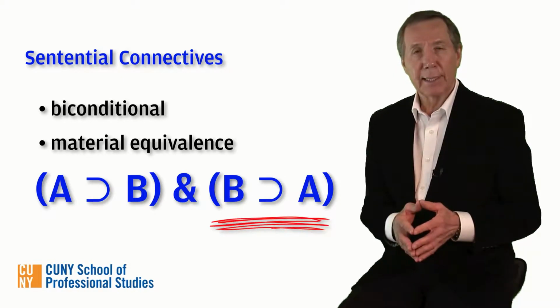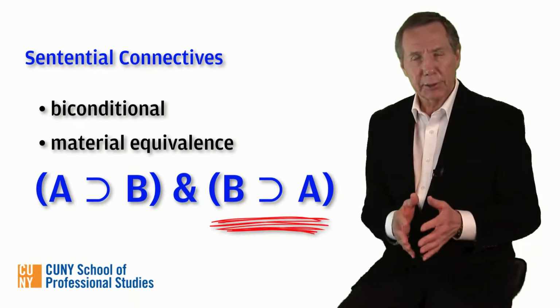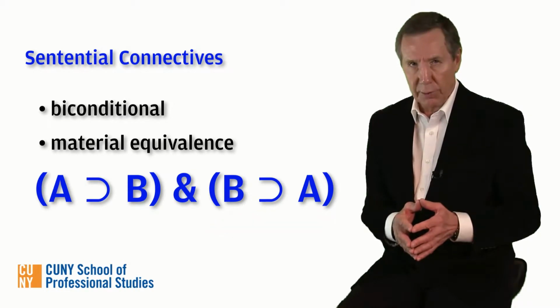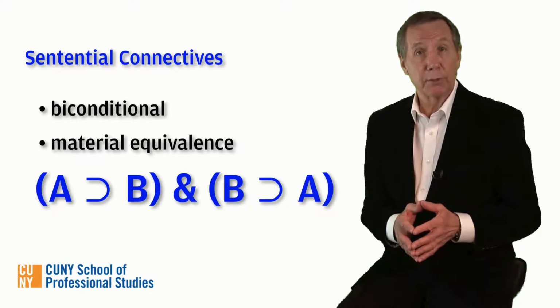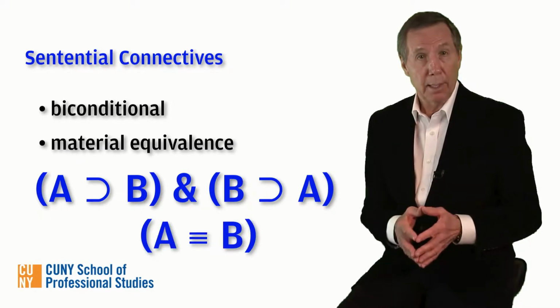Note that in the second conjunct, the antecedent and consequent are reversed. However, in sentential logic, we notate this relationship by using the triple bar thus.